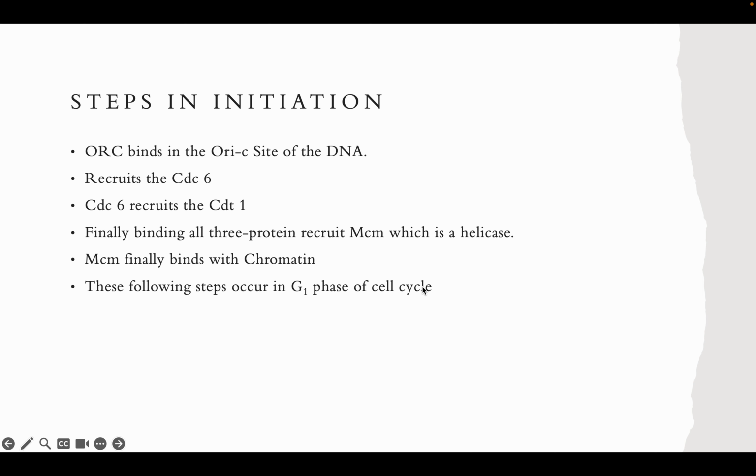As you know the different phases of the cell cycle, the G1 phase is where the preparation for the replication starts. Until now we have not started any replication; we are just preparing the complex and recruiting everything to initiate the replication. That's why all these steps occur in the G1 phase. And when everything is done, we move to the next phase of the cell cycle, the S phase or synthesis phase, during which the DNA replication occurs.